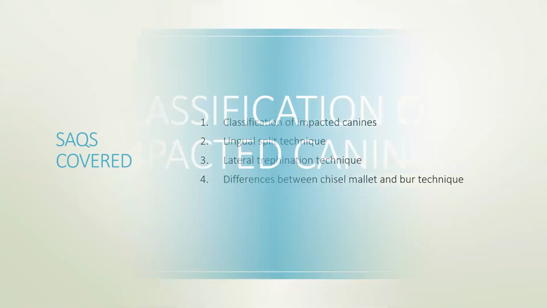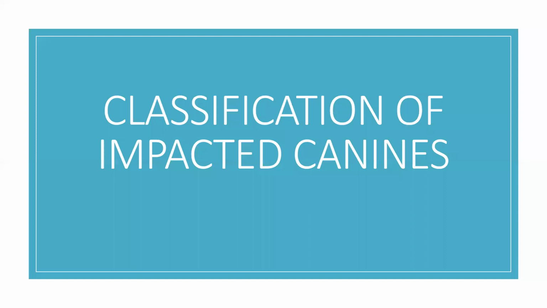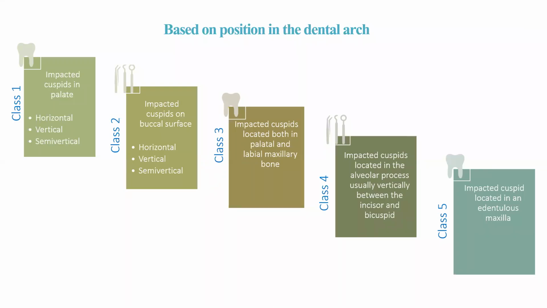Classification of impacted canines. The first classification is based on position in the dental arch. In class 1, we have impacted cuspids in palate: horizontal, vertical, and semi-vertical. In class 2, we have impacted cuspids on buccal surface, in which we have horizontal, vertical, and semi-vertical again. In class 3, we have impacted cuspids located both in palatal and labial. Class 4, we have impacted cuspids located in the alveolar process, usually vertically between the incisor and bicuspid or premolar. In class 5, we have impacted cuspid located in edentulous maxilla.